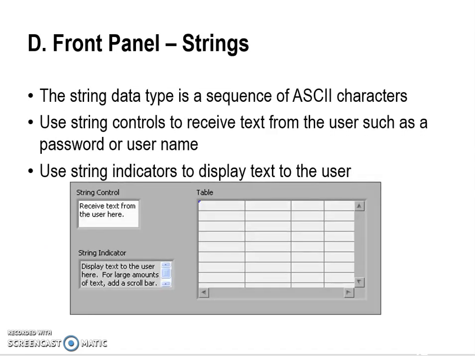String data, we were just beginning to work with those. We have string controls and string indicators. So this allows us to display some type of a message or receive some type of a text input from the keyboard from the user. And it could be a password or a user login or any type of data that we want to work with. And the string indicator just allows us to display a certain text based on different options in our program.